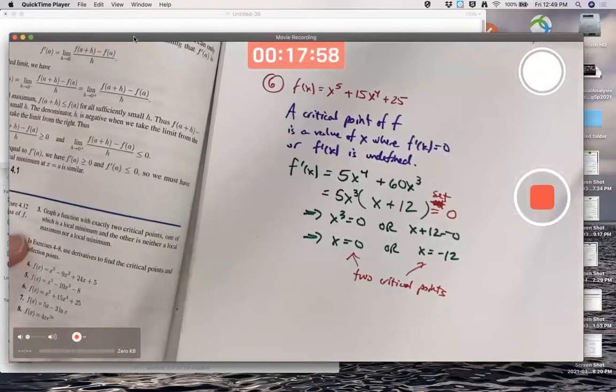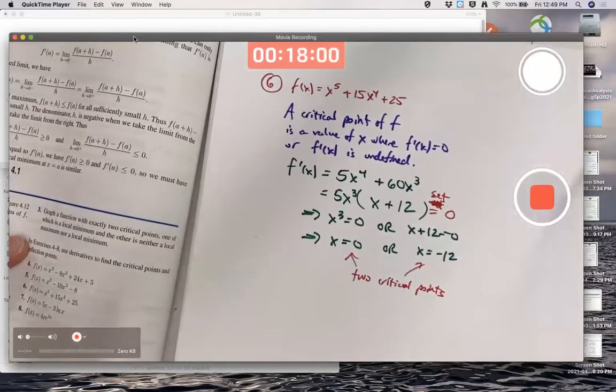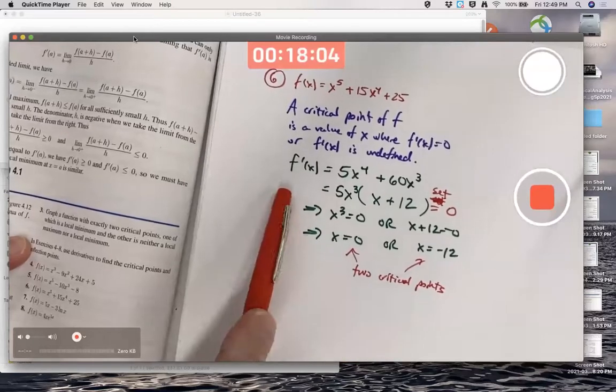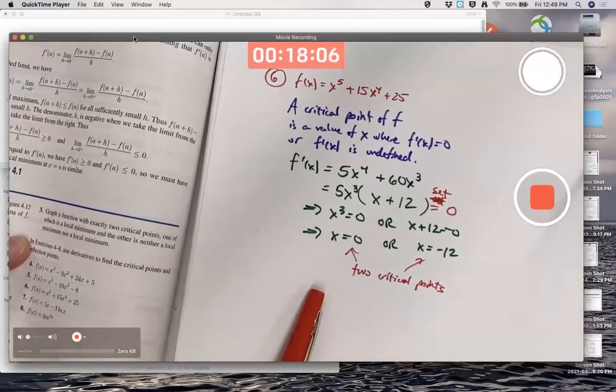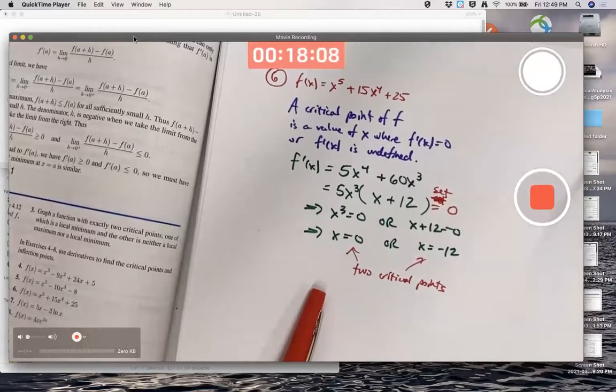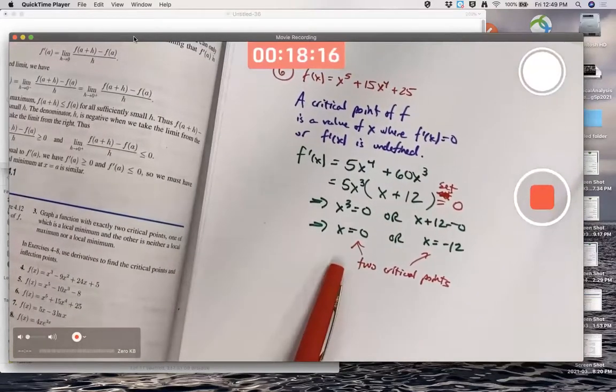It's not asked in the problem, but let me use the derivative and these critical points to help me figure out something about the graph of f. Let me use them to help me figure out where the graph of f is increasing and decreasing.